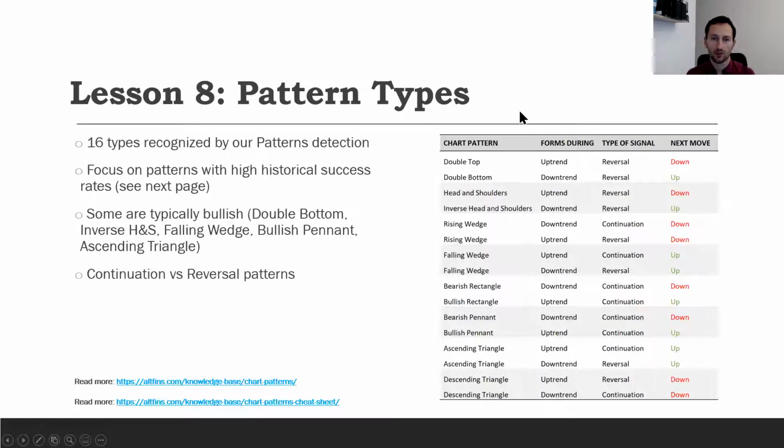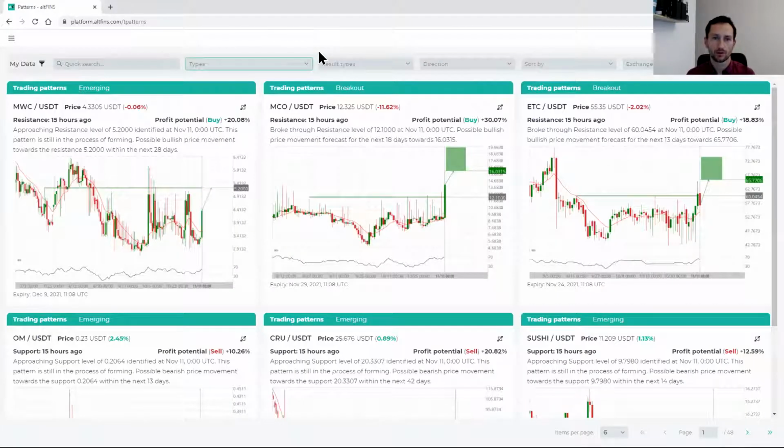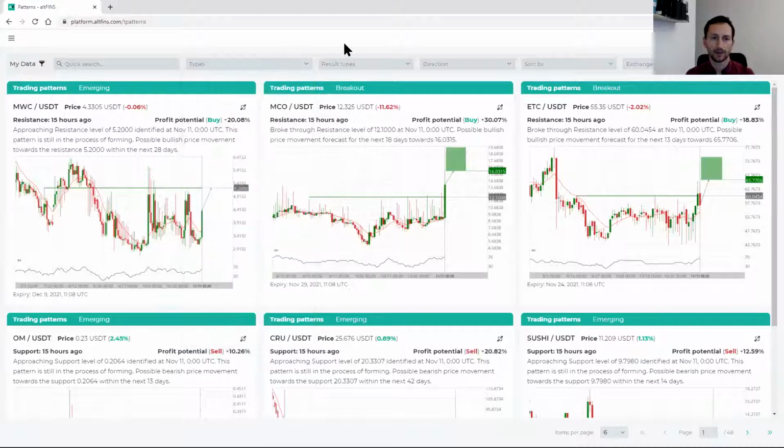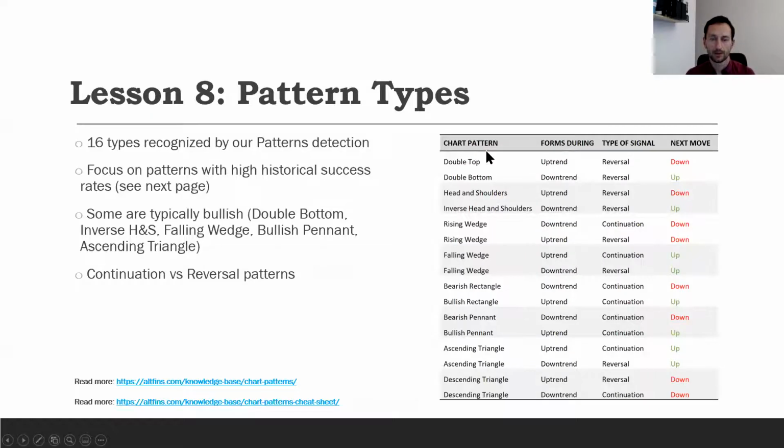Now, our system recognizes about 16 different types of patterns, and they're listed here, as well as listed under the types right here. You can scroll. What's also important is to realize that some patterns are inherently bullish and some patterns are typically bearish. Now, a pattern can break out either way, right?